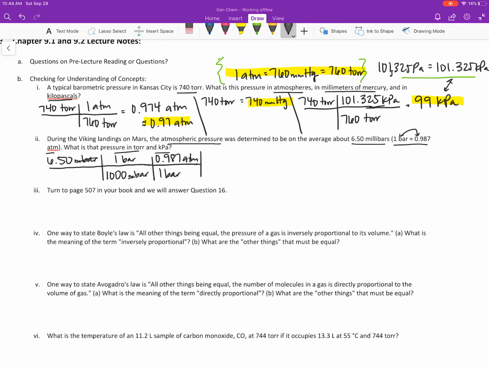Okay, so far we're in atmospheres, but that doesn't answer my question, which is torr and kilopascals. It doesn't really matter which one you do first, but I'm going to go ahead and just convert to torrs because that's the first one it asks for. So 1 atmosphere, 760 torr. Multiply all the way across and divide by 1,000, and we're going to get 4.88 torr.